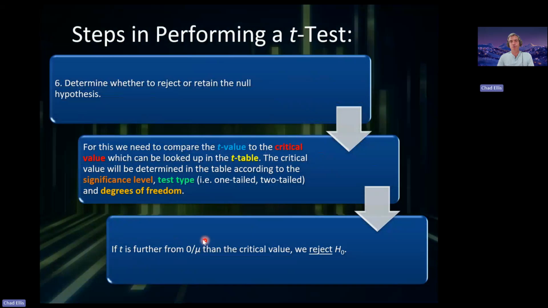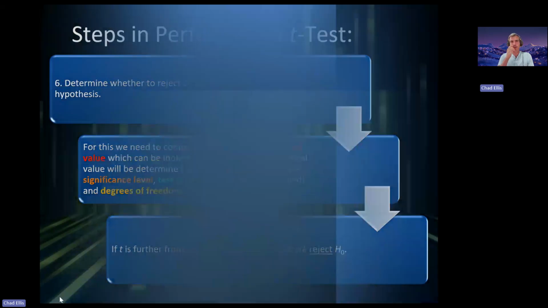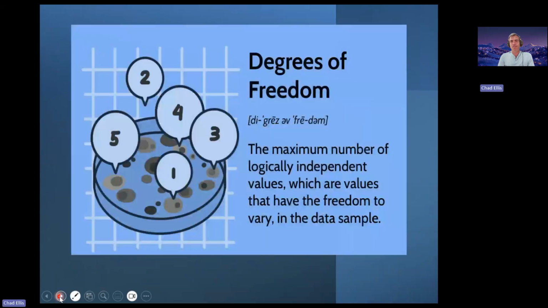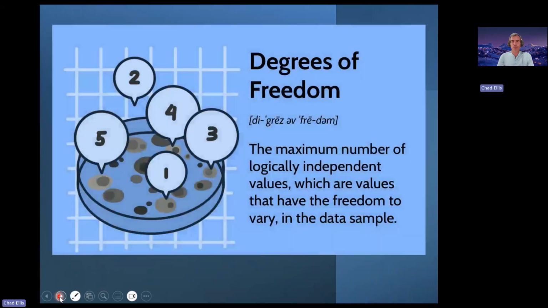That is further away from the middle of our distribution than the critical value. That's going to tell us that we're going to reject the null hypothesis. So we have to figure out what this critical value is going to be. So I'll get into a little bit, what is this degrees of freedom that we have to do with the t-stat that we didn't have to do with the z-stat?